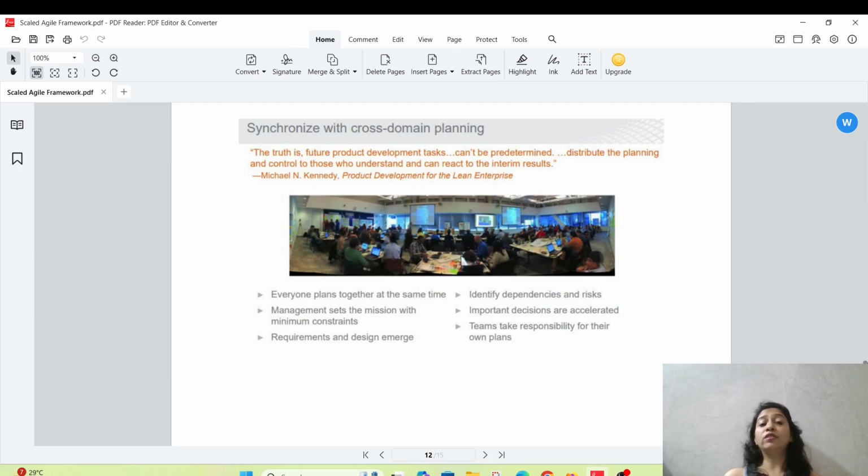Okay, so everyone plans together at the same time. Management sets the mission with minimum constraints. Requirements and design merge. Dependencies and risks are identified. Important decisions are accelerated. Teams take responsibility for their own plans. So this is how we can go ahead with synchronization with cross-domain planning. These are some features related to cross-domain planning, which is necessary and required in the current time-to-market deployments.